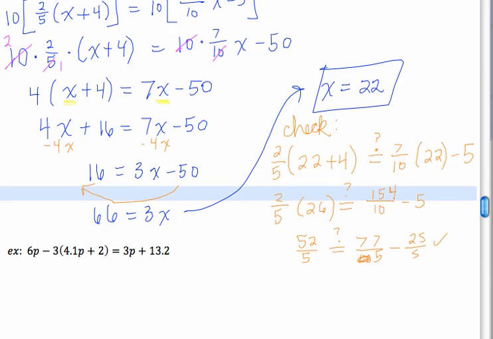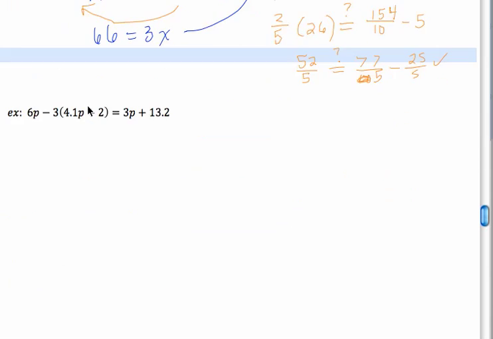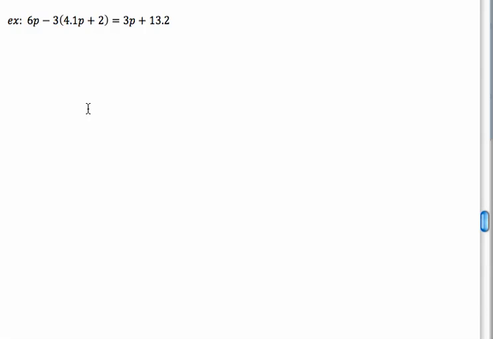Okay, so let's do another example. It's just a straight up solving example. This one involves a few decimals. 6p minus 3 times 4.1p plus 2 equals 3p plus 13.2. Solving for p. Okay, so pause the video, try it on your own first, and then if you get stuck, restart to see what I'm doing.